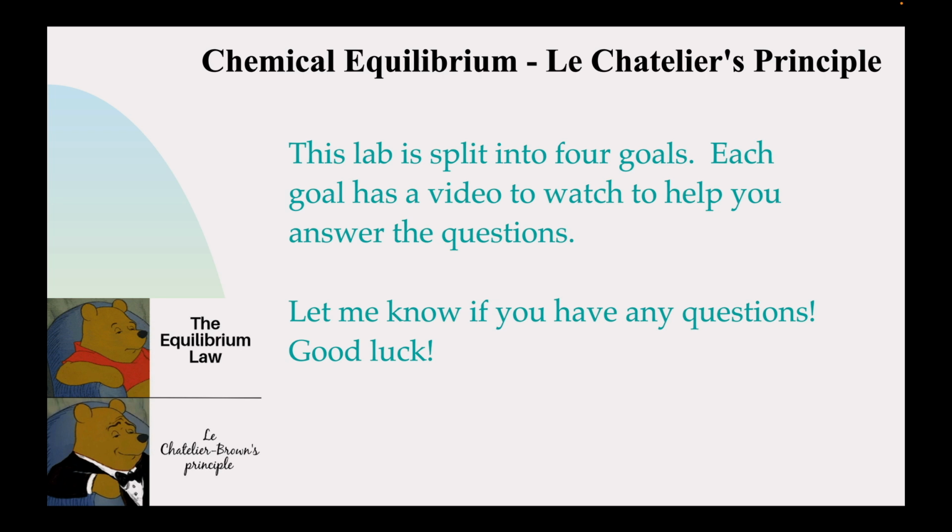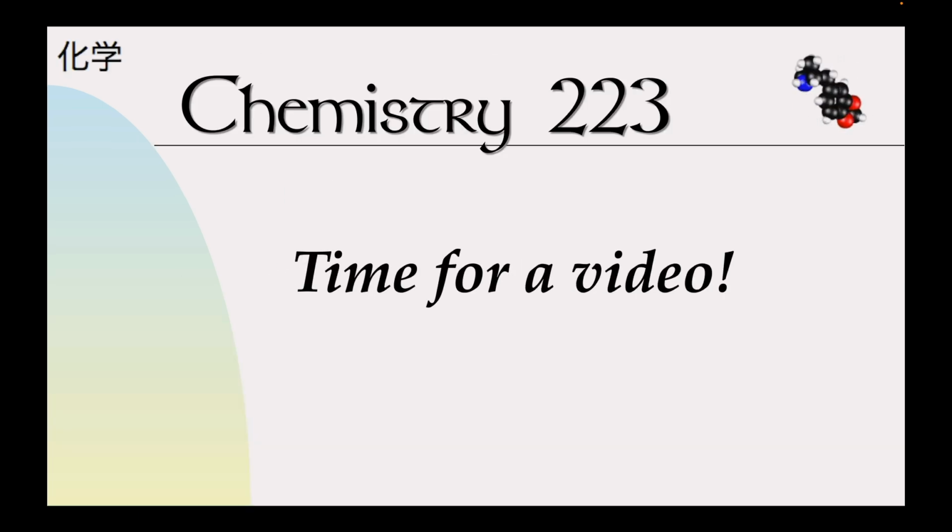Okay, so in this lab, there are basically four what I call goals. Think of them as like four sections, and each section will help you to understand a particular part of Le Chatelier's principle and how it applies to chemistry. I'm going to show a video now which shows little highlights from each of those four sections, and hopefully that'll help you to understand what's happening, get a better idea of what's going on. Okay, so I think it's time for a video.